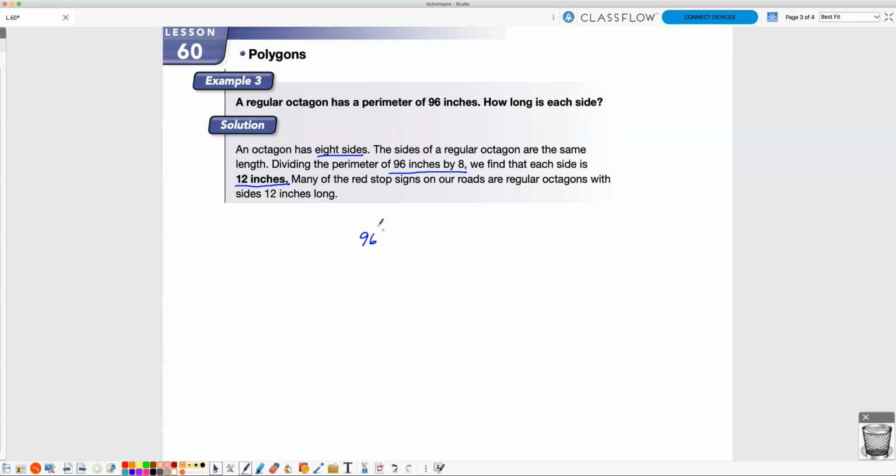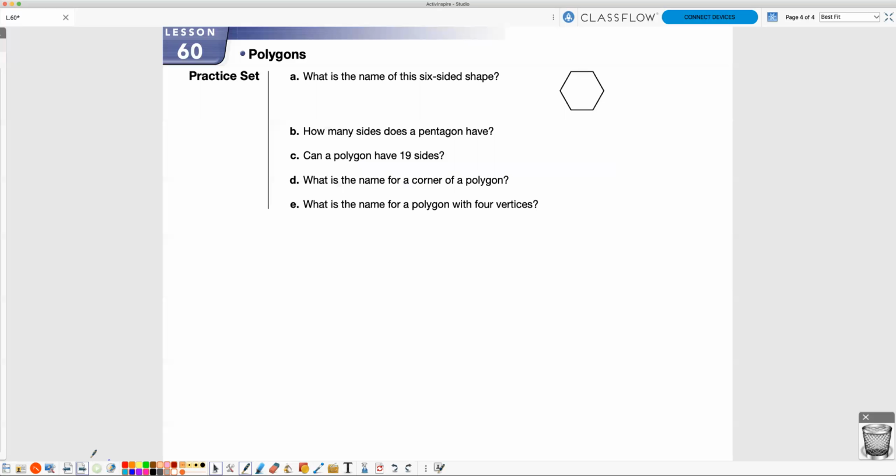So 96 divided by 8 looks like this. 8 will go into 9 one time. Subtract that, bring the 6 down. 16 divided by 8 is 2. So you have 12 and the label would be inches. Many of the red stop signs on our roads are regular octagons with sides that are 12 inches long. All right, let's try some of these.